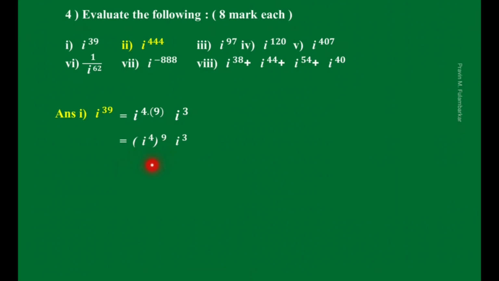We use the formula (a raised to the power m) raised to the power n can be written as a raised to the power m into n, which we already discussed in previous examples. So we replace i raised to the power 4 by 1, and i cube as minus i. We know that 1 raised to the power any number equals 1, so we write this as 1 and minus i as it is. Now multiply 1 by minus i, we get minus i. So i raised to the power 39 is minus i.